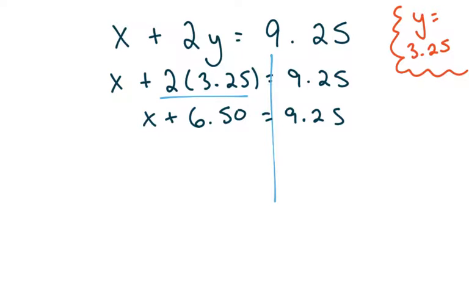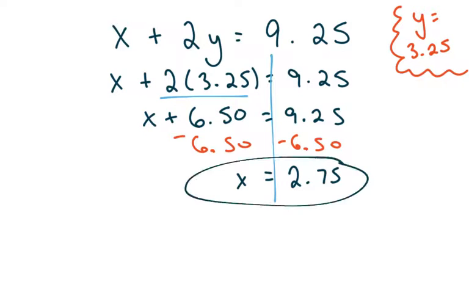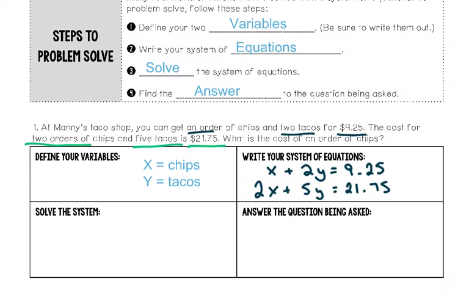And then I'm solving a one-step equation. I need to get the x by itself, so I need to get rid of the plus 650. So I'm going to subtract 650. If I do it to one side, I have to do it to the other. And that is how I get x equals 275. So 275 being x is the cost of one order of chips.